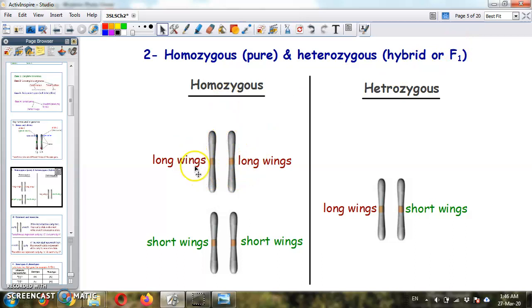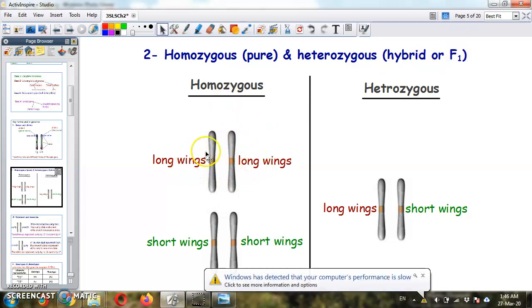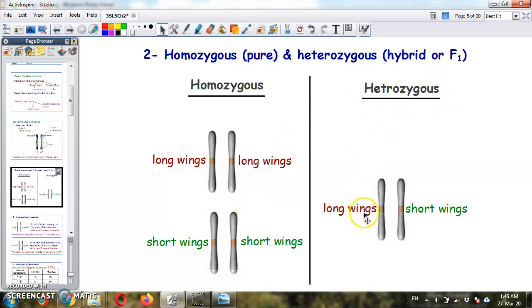homozygous can give the case of carrying two alleles having the same traits, while heterozygous alleles can be shown by different alleles carried by the same pair of chromosomes.